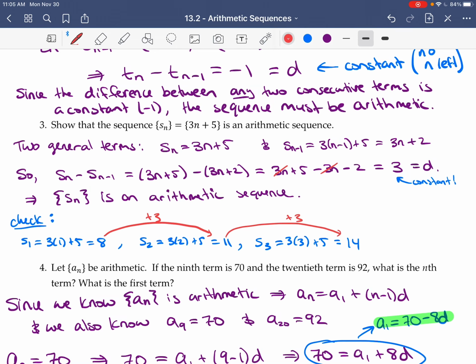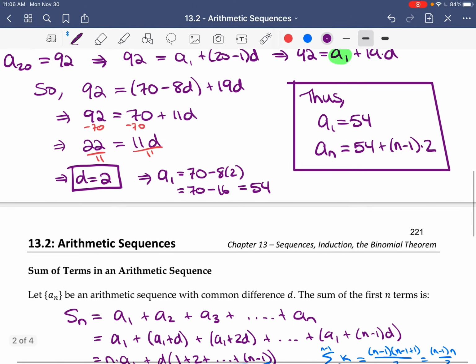Now this would give us intuition that it is an arithmetic sequence, but it doesn't actually show it's an arithmetic sequence. It only shows the first 3 terms followed an arithmetic pattern. So you want to be careful about that. But hopefully this convinces you that our work above, in fact, shows that it has to be arithmetic.